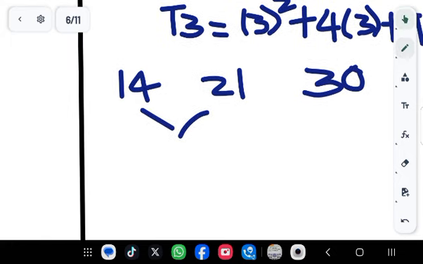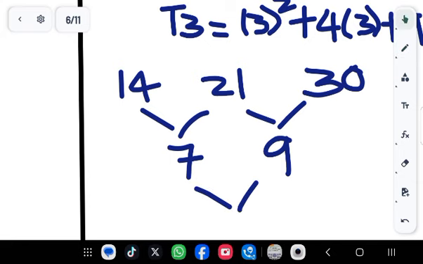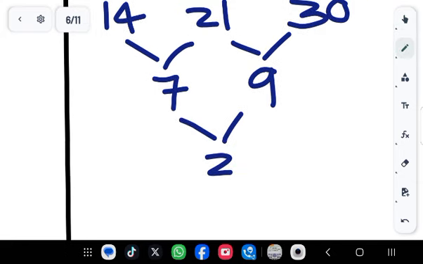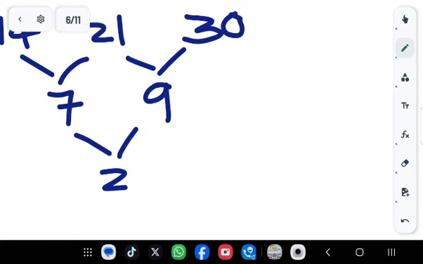21 minus 14, that is 7. 30 minus 21, that is 9. And the second level of differences is 2. Now, the pattern we are looking for is the arithmetic sequence.